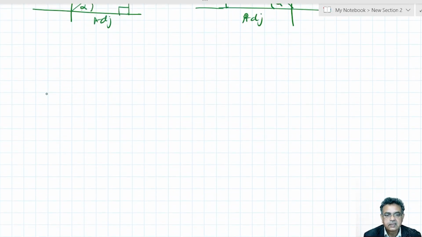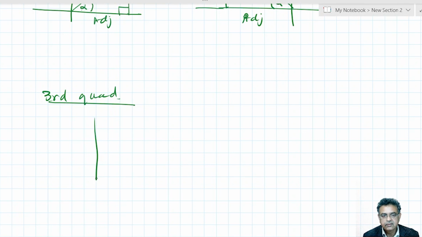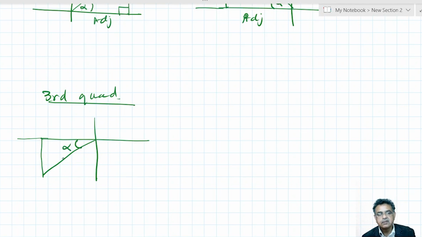Okay, in the third quadrant, if the line is in the third quadrant, then what basic right angle triangle can you make in it? That's this one. Then this will be alpha. This side is opposite and this is adjacent.